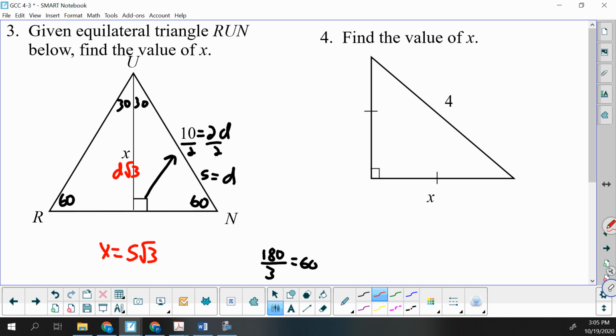In 4, we've got our markings for congruent sides in our right triangle, meaning our acute angles are congruent. Well, the only way they can be congruent is if it's a 45, 45, 90. Across from the 90 should be D square root of 2. So we can set up an equation that 4 is equal to D square root of 2. We'll divide both sides by square root of 2, and that gives us 4 over square root of 2 is equal to D.